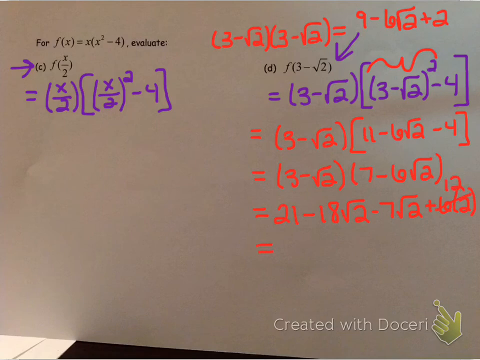And so then we can combine our like terms. We have the 21 out front and the 12 at the end, so we get 33. And then minus 18 square root of 2 minus 7 square root of 2 is minus 25 square root of 2.